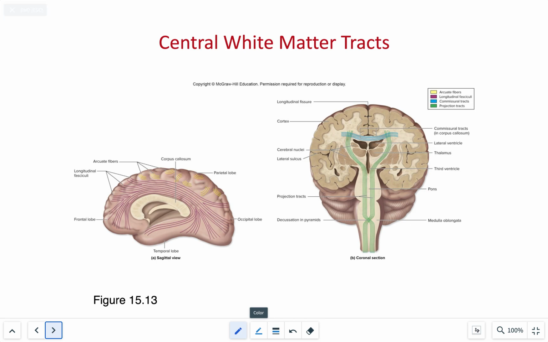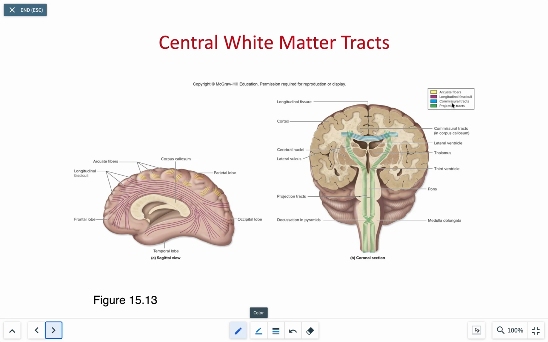So when we get into the central white tracts, remember when we're talking about any type of white matter, we're talking mostly about myelinated axons, and most of the axons are going to be in the form of a tract. A tract is simply when most of the axons are grouped in bundles. When we see these myelinated axons grouped in bundles, we refer to that as a tract. We also have association tracts. These are going to connect different regions of the cerebral cortex within the same hemisphere.